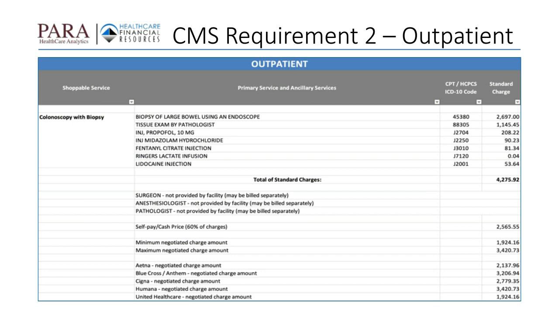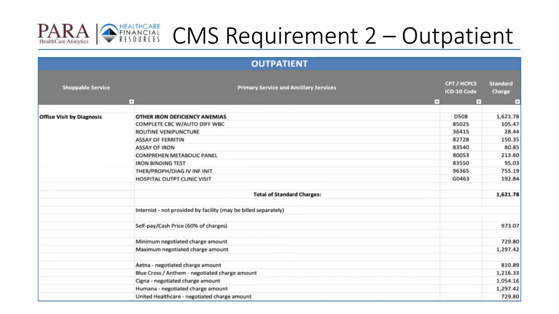Now, let's consider another outpatient example, but instead of the shoppable service identified with the primary HCPCS or CPT code, let's look at one that is identified with an ICD-10 code. Here, we have identified a shoppable service that was selected by this demonstration hospital to include in the listing of 230 items. Specifically, an office visit by diagnosis, where the diagnosis is other iron deficiency anemias.